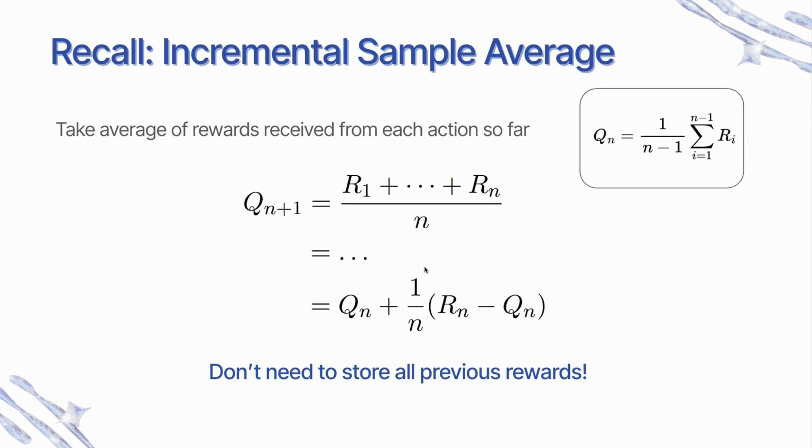And you do Qn plus some step size times the direction of the new estimate, Rn, because this will pull Qn in the direction of Rn. Does everyone get that? Okay. But the point is, you don't need to store all the past rewards. You can recursively express Qn+1 in terms of just Qn and your current estimate.